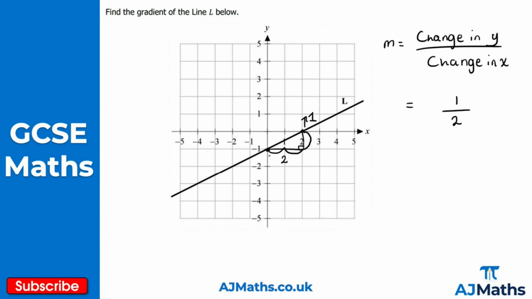So for example, if I go across 2 units, notice we go up 1 then, because 1 is half of 2. Okay, if we were to go across 4 units, we would have gone up 2 there. Okay, so that's the idea though. So if I go across 4 units, so 1, 2, 3, 4, notice we go up 2 units, so 1, 2 there. Okay. So there we have it. So that's our gradient for the line L there. So the gradient of the line L is equal to a half.